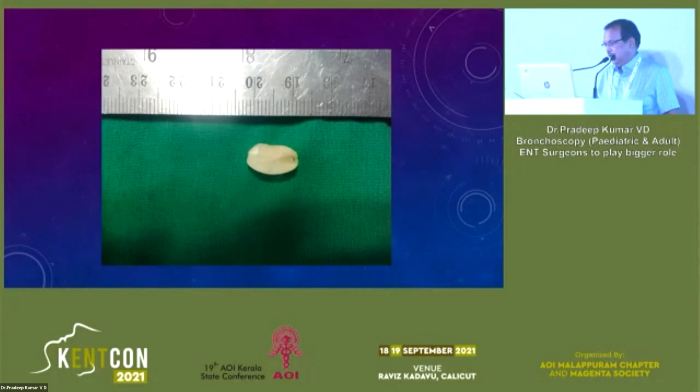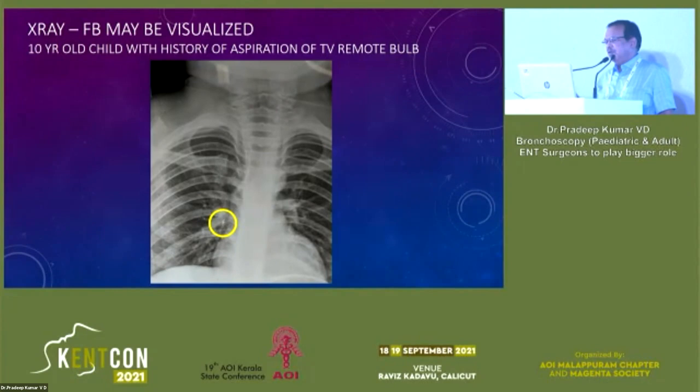Sometimes a foreign body may be seen as a very small radio-opaque picture. I really commend the general practitioner who detected this. It's a very small radio-opaque foreign body close to the mediastinum. The child had aspirated a 3V remote bulb, with the wire attached to it.